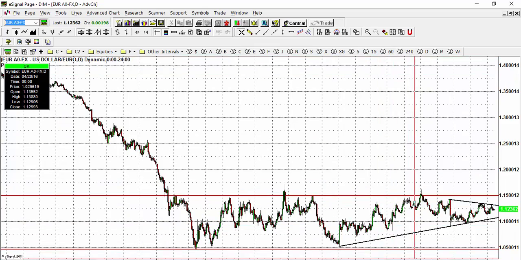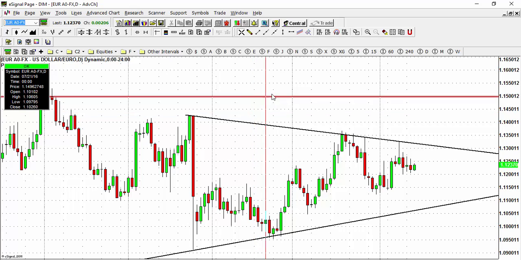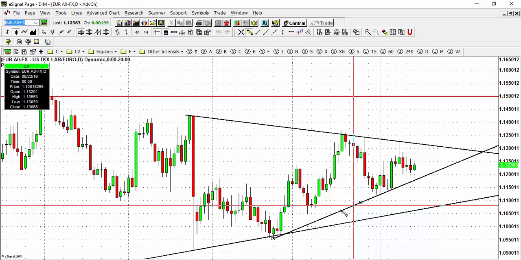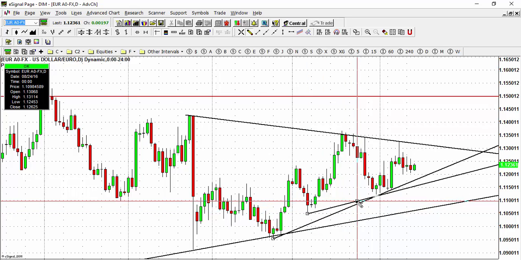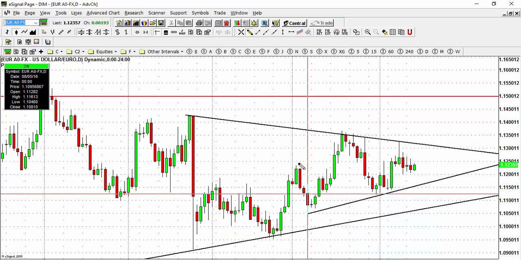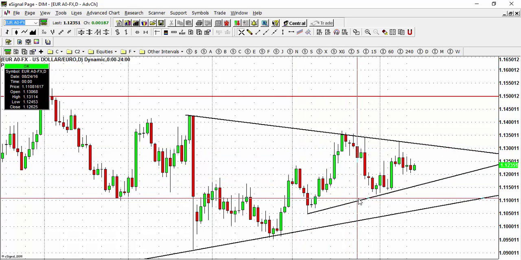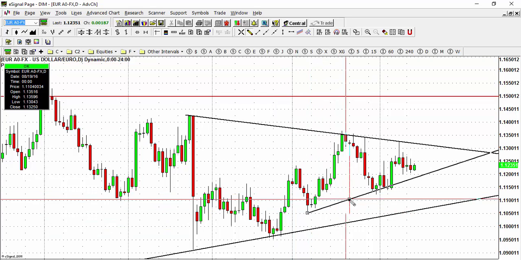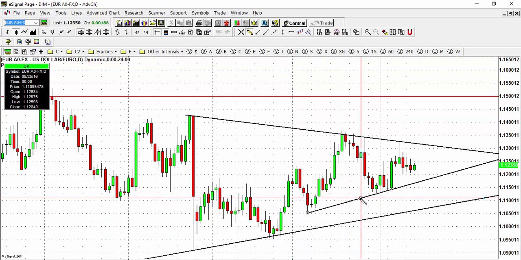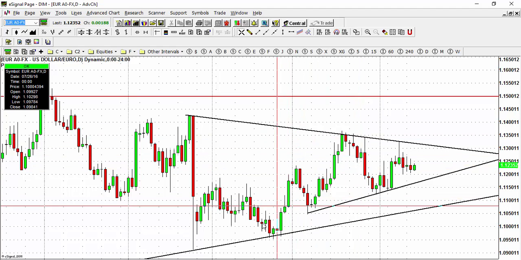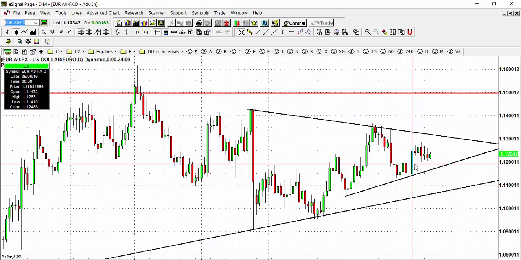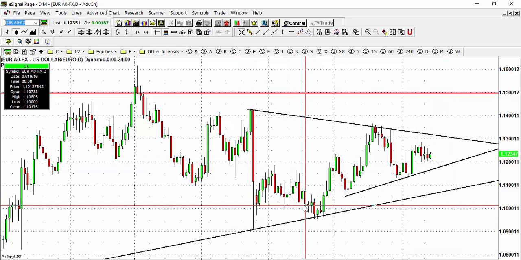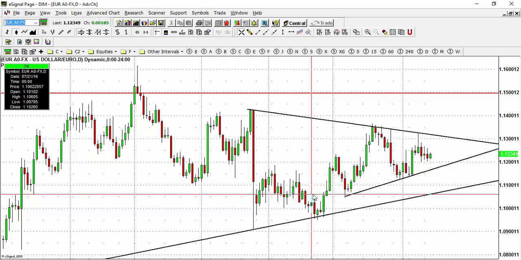You can also draw the uptrend line for an even tighter triangle, here, or you could do it here also. Actually, I will put the inner triangle as this one. Let me just redraw it here. So this is the inner triangle. If we break this triangle here, then the next area of support will be this longer term triangular pattern. So that's what we're looking for in the euro versus the US dollar.